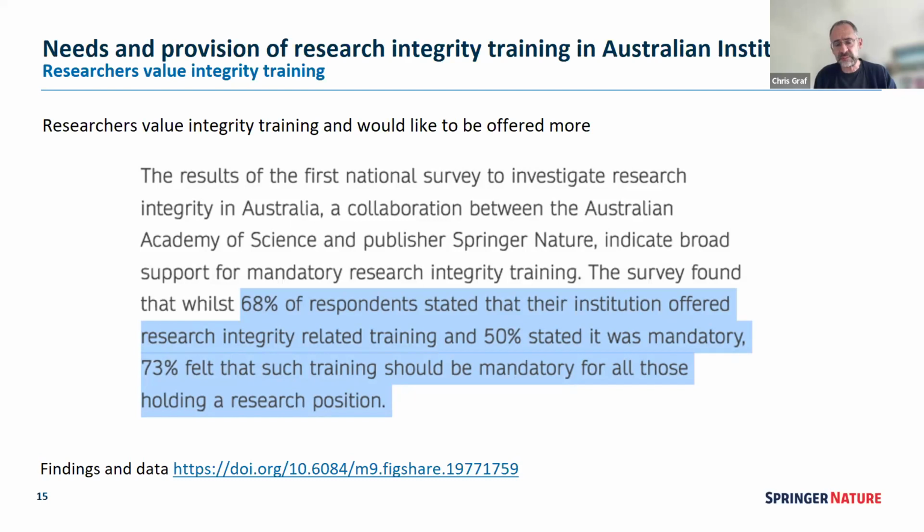But the results from Australia are kind of interesting, right? Many of the respondents to the survey, thousands of respondents who were researchers, suggested that for 68% of them, their institution provided research integrity training. Half of them said it was mandatory, which is the universities or places of their work being quite assertive, and 3/4 of them, nearly 73%, suggested that the training for research integrity should be mandatory for holding a research position, which is actually, frankly, for me, quite an interesting proposition.